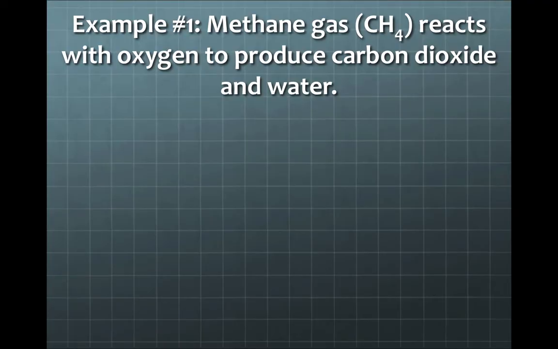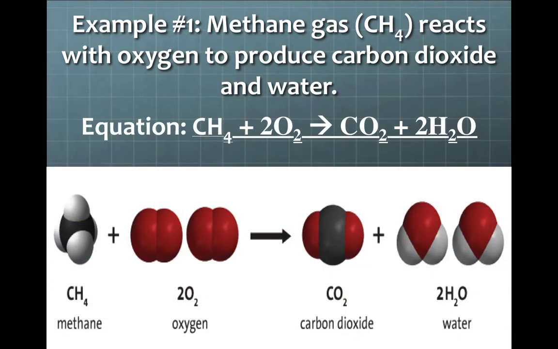Okay, so let's look at an example. Methane gas reacts with oxygen to produce carbon dioxide and water. This is the reaction that happens in the Bunsen burner. Natural gas is mostly made of methane. So CH4 reacts with 2 oxygen gases to form carbon dioxide and 2 water molecules.